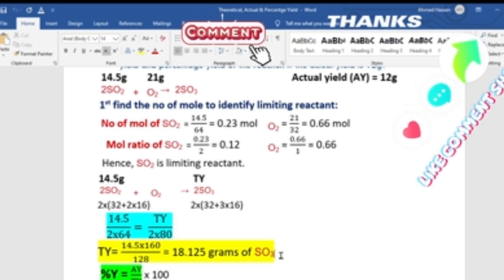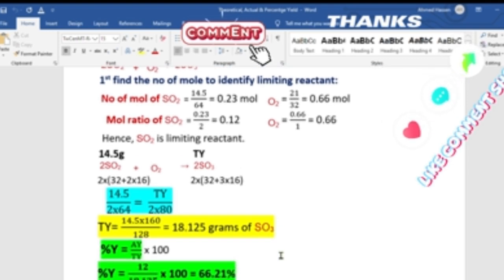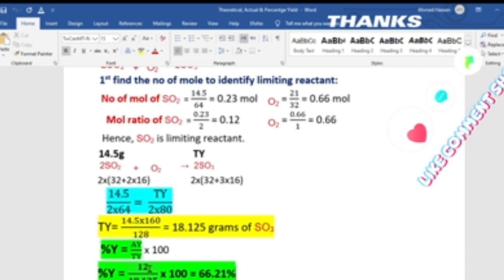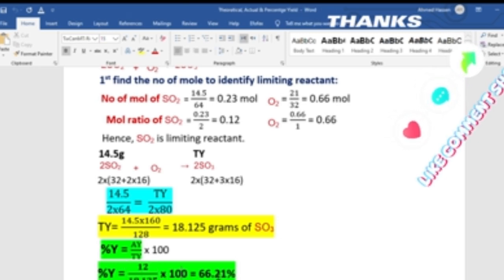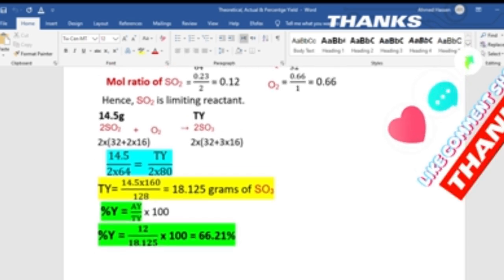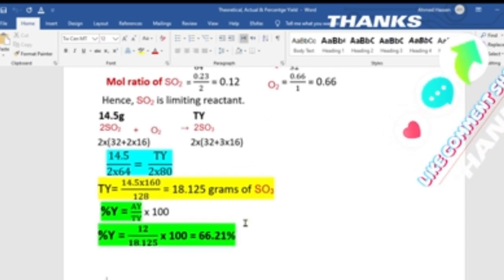This is the theoretical calculated value. But the percentage yield shows the production system, and the actual yield is already given. That means the actual yield is 12, and the theoretical calculated value is 18.125. Multiplying the result with 100 gives us 66.21% of the sulfur trioxide as the percentage yield of the product.